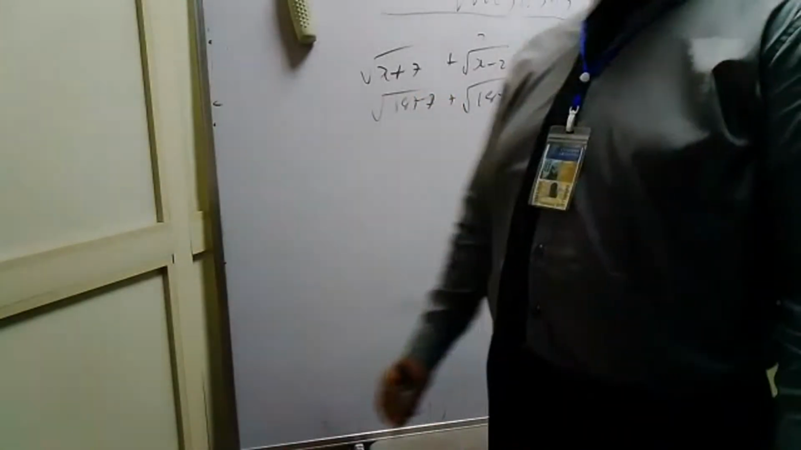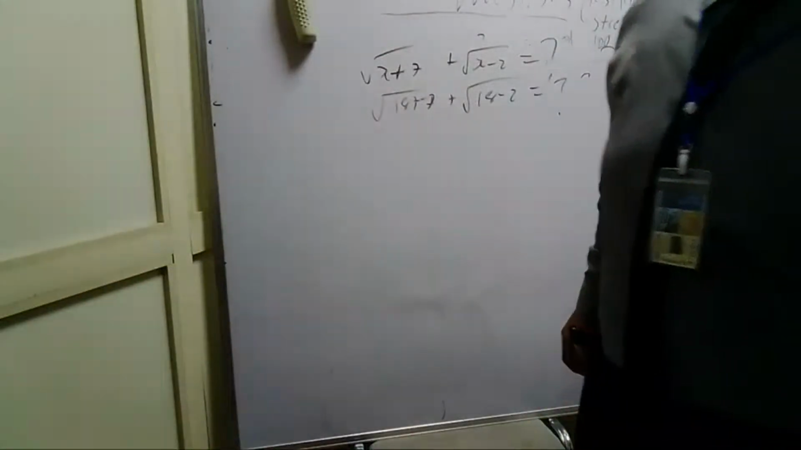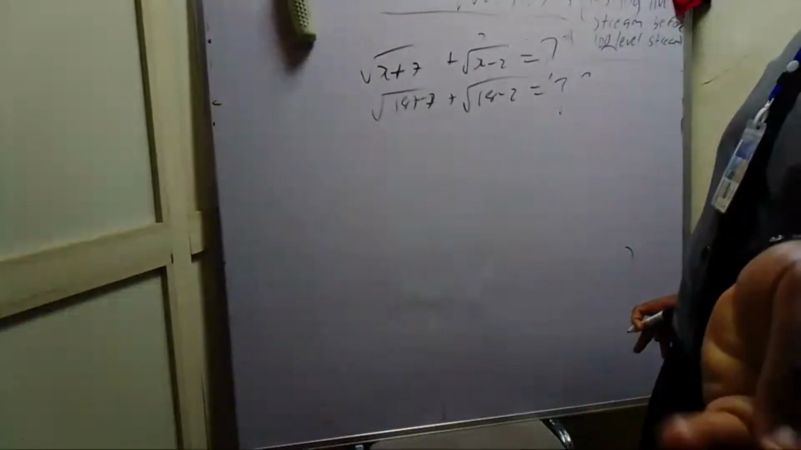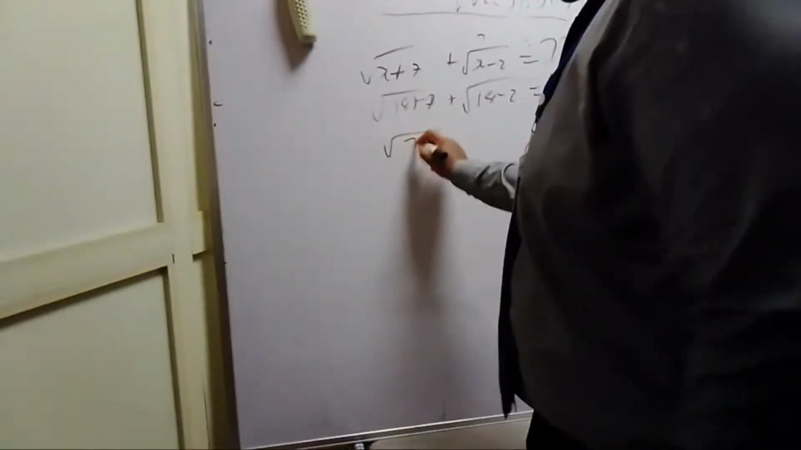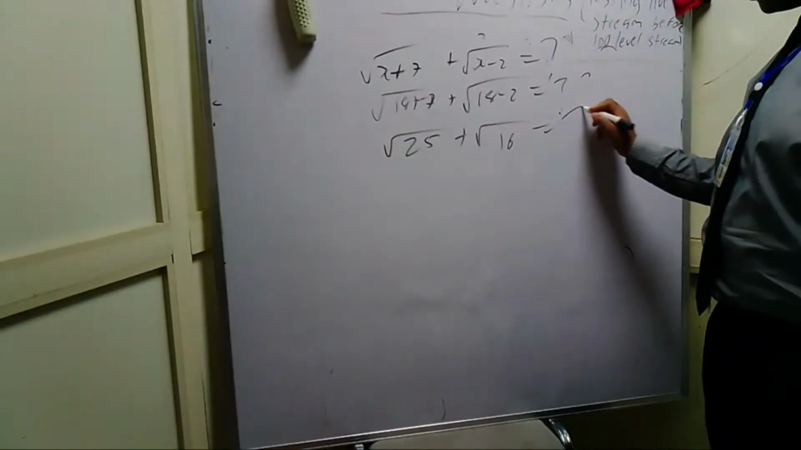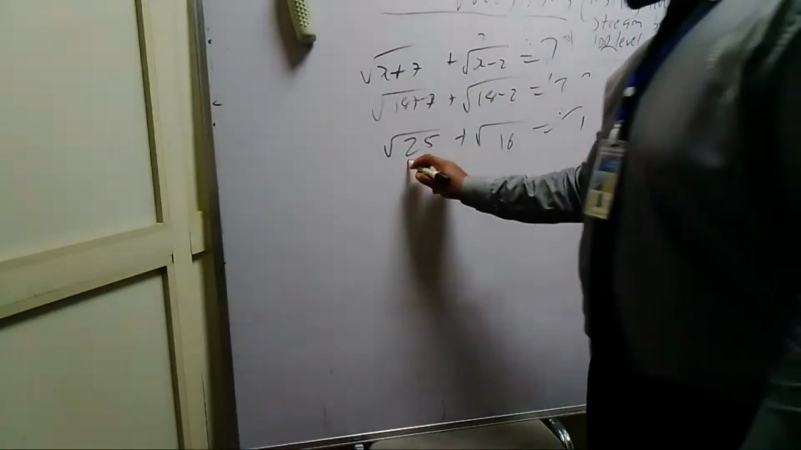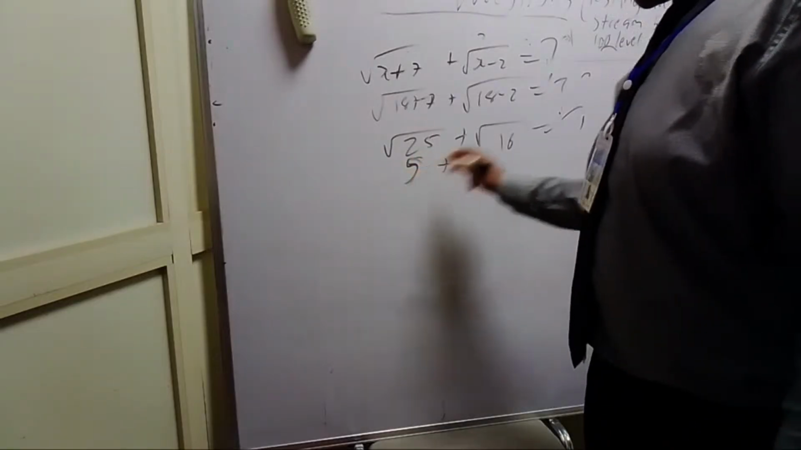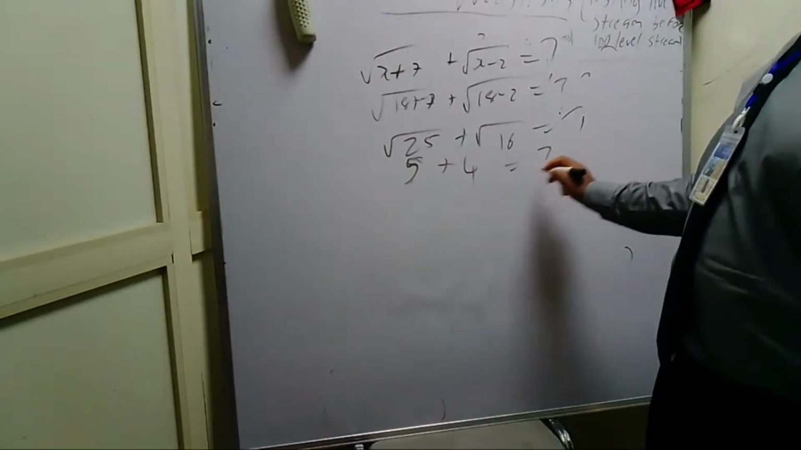18 plus 7. Yes, I'm going to calculate this one. 25. Square root of 25 plus square root of 18 minus 2, that is 16, is equal to question mark. Square root of 25 is 5, plus square root of 16, that is 4, is equal to question mark.